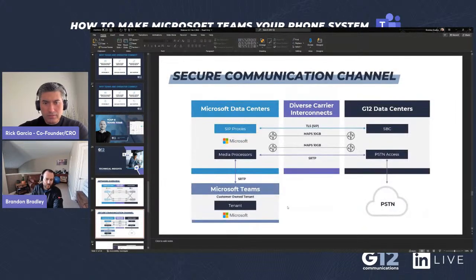And then the next piece is kind of the same thing, it just shows how we encrypt our traffic across that to meet security and compliance requirements that our customers may require, whether that's HIPAA, PCI, whatever.